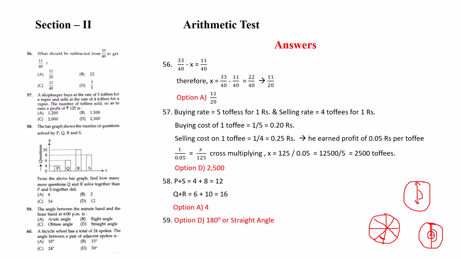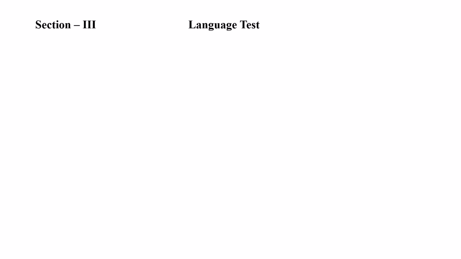Similarly, here there are 24 spokes. So if I divide 360 by 24, I will get the angle between each spoke. Therefore, the correct answer for this question would be option B, which is 15 degrees. With this, we are going to end section 2, that is the arithmetic test. Coming to the last section of this question paper, that is question 3, which is the language test.